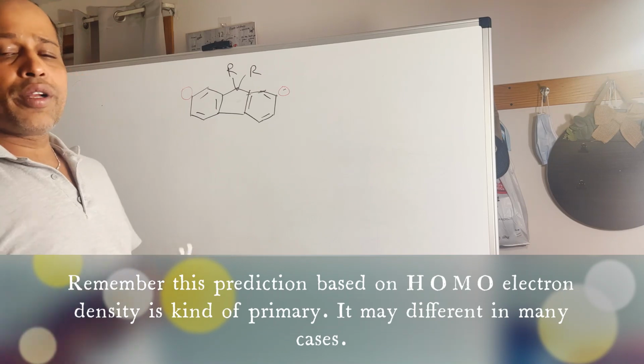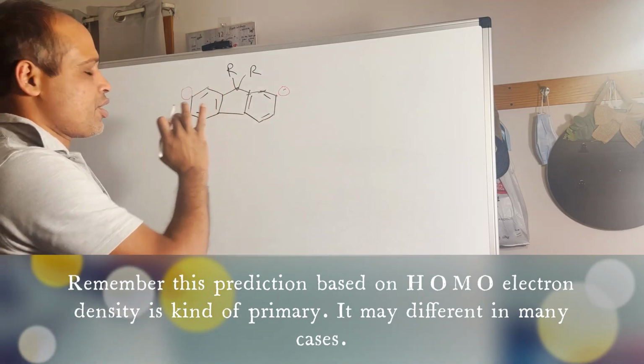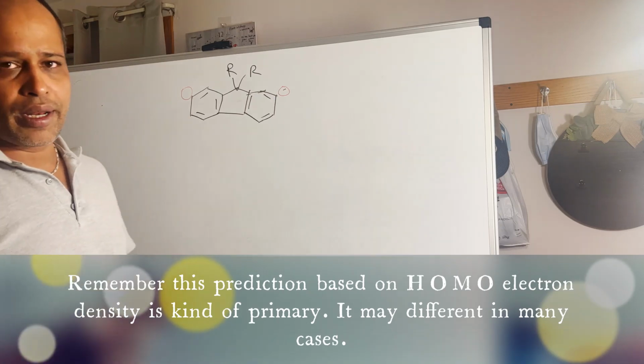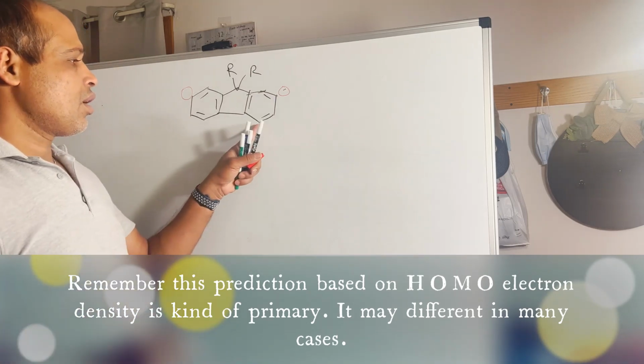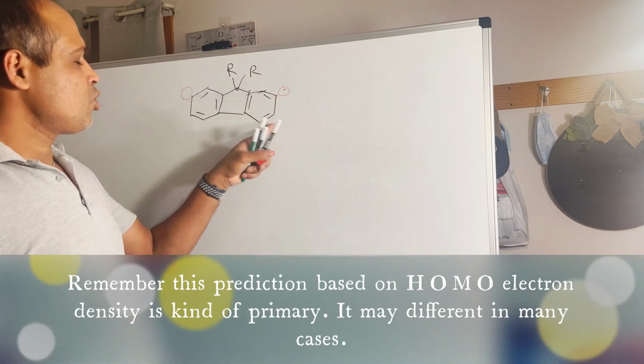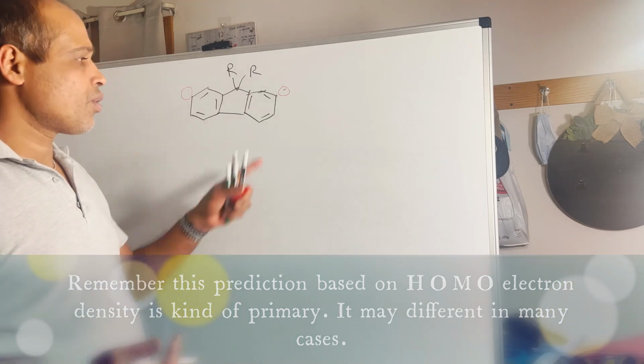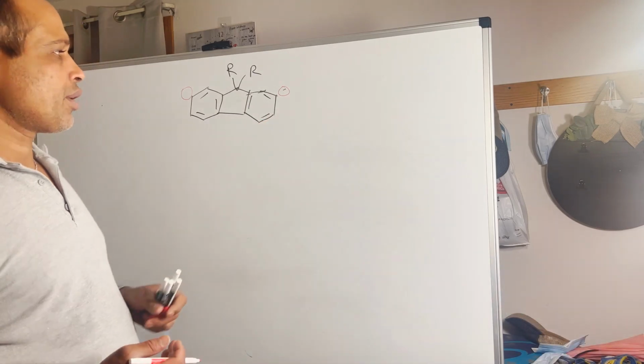Why not? You already understand. Those are the nodal points of this benzene ring. Nodal points don't have any electron density, so the electrophilic substitution will not occur at these two positions. But the other two positions are active. So based on different conditions, you can do functionalization of this molecule.